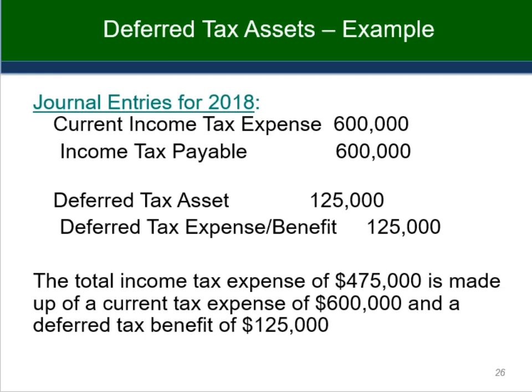So in 2018, current income tax expense is the $600,000 for the check we have to write to the government. Deferred tax asset is set up as $125,000. A deferred tax benefit is recorded. So a reduction in the income tax expense, if you will, of $125,000. So the total income tax expense is $475,000, made up of a current tax expense of $600,000 offset by a deferred tax benefit of $125,000.